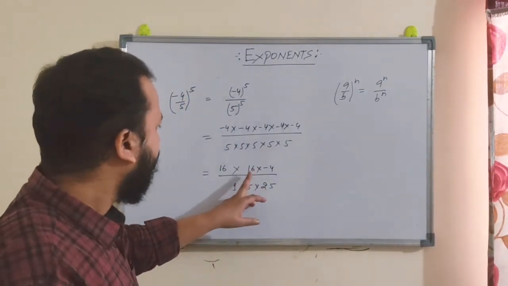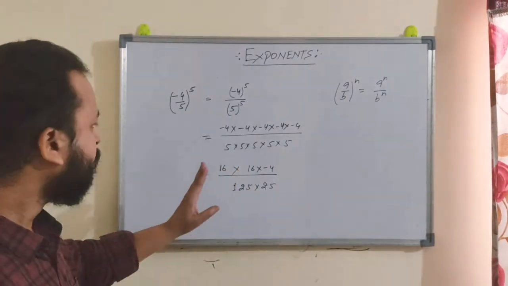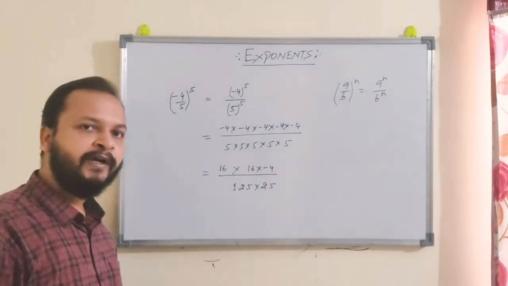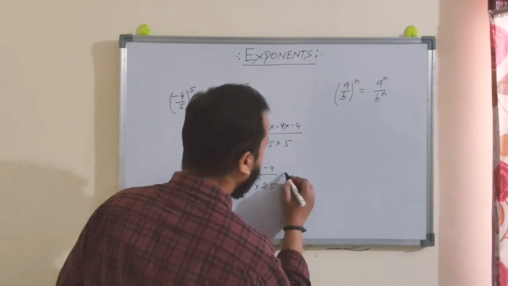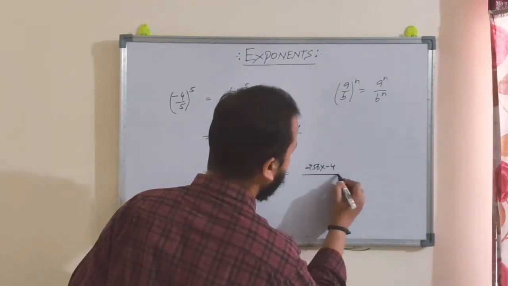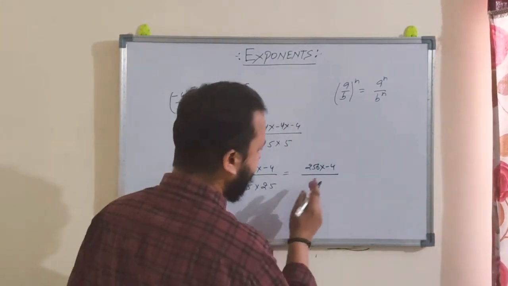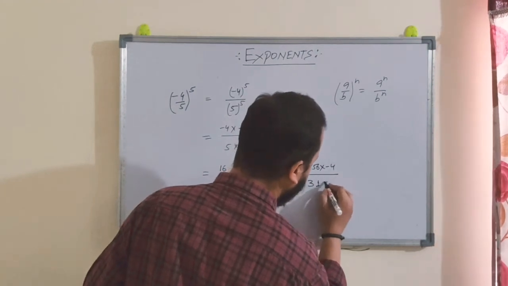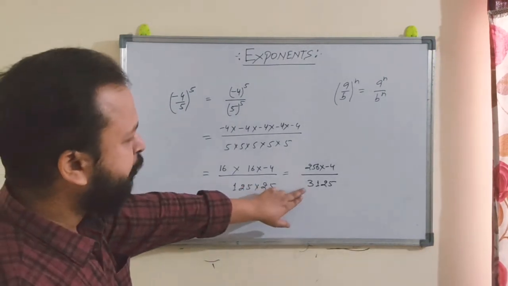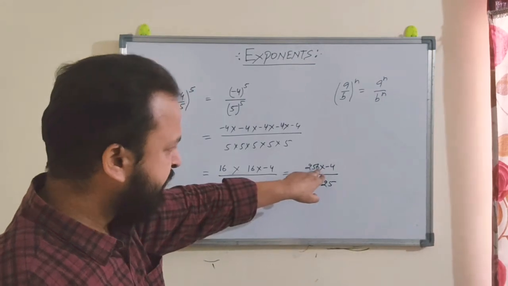So here, if you do the square of 16, you will get the value of 256. So you can write it as 256 multiplied by minus 4, divided by, if you multiply 125 by 25, you will get the value 3125. So 3125, and here suppose 256 is written.